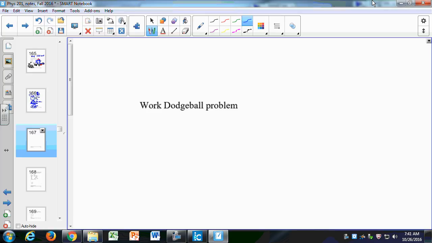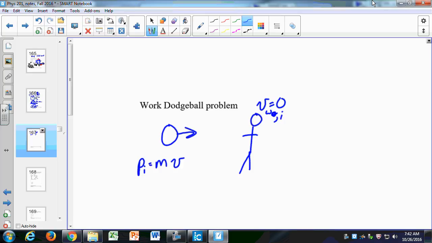So we have this dodgeball traveling, and then we have the guy. Now, initially, the only thing that has momentum is the ball, because the initial momentum of this ball is equal to the mass of the ball times the velocity, but White Goodman has a velocity equal to 0. I'll just call it VW initial for White Goodman. And then the ball as it travels towards him.